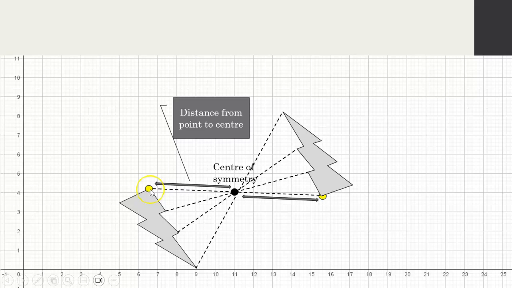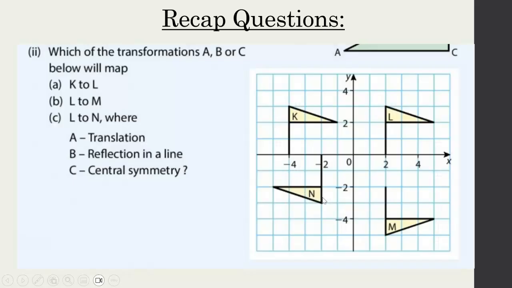So again, I'll say how we do it. Pick a point, draw a line to the center of symmetry, find out what that distance was, then just continue that line going on out. And go out the exact same distance from your center of symmetry, so whatever this distance was, and that's where your point will end up.